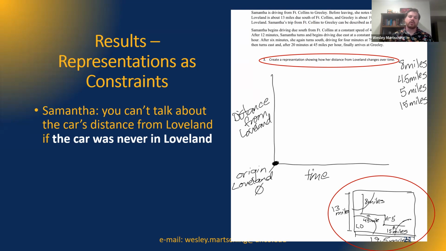She couldn't talk about how the car's distance from Loveland changed over time because the car was never in Loveland. So we see this additional constraint where Samantha said, well, this question is nonsense because her original representation clearly showed that the car was never in Loveland. We can't talk about that relationship.